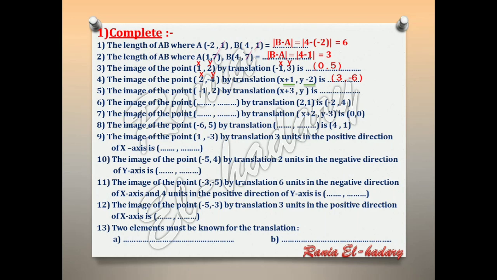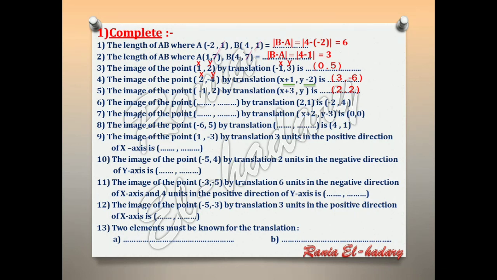Number 5: the image of the point (-1, 2) by translation (3, Y plus 0). So we are adding 0 on the Y axis. The image is -1 plus 3 equals 2, and 2 plus 0 equals 2. So the image is (2, 2).